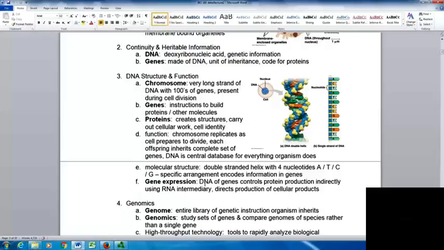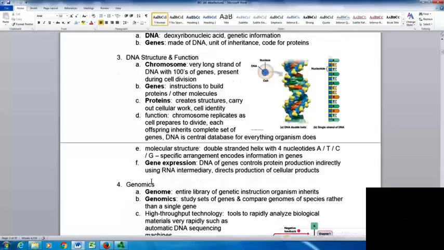So gene expression refers to the DNA of the genes controlling protein production indirectly. It's going to do this indirectly because it uses an RNA intermediary that's going to direct the production of the cellular products. The RNA intermediary, you can think of it being like a photocopy. If your DNA is your master set of instructions for things, you don't want to pull out that master set of instructions for everything. You're better off to keep that safe, make a photocopy of the section that you need, and use that to build something. That's what the RNA intermediary is like, is that photocopy.